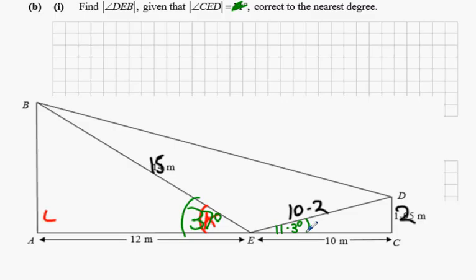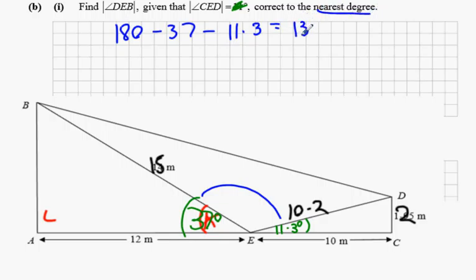Okay. Now what about the middle angle? The blue one. So 180 minus 37 minus 11.3, what do you get? 131.7, and I wouldn't give you full marks for that because it has to be to the nearest degree. 132 degrees. Okay. In fact, even in my own test I wouldn't have got 100% because I wrote 131.7. No, I fixed it.